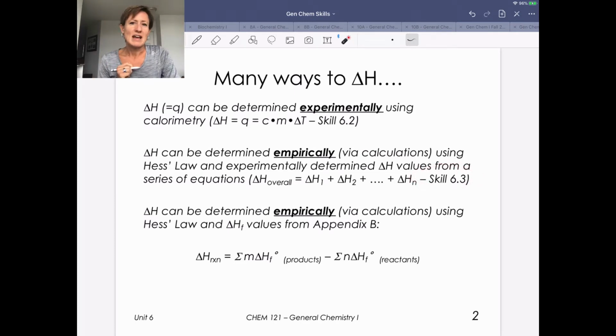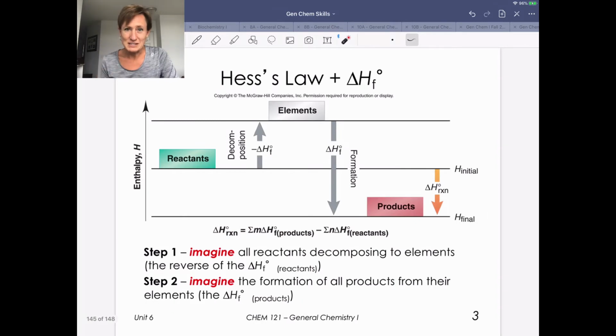So where we're moving on to now in our last skill here is another empirical method for determining delta H. And this is going to be using sort of Hess's law type strategies, but we're going to be using what we call delta H values that are from Appendix B. And we're going to be using an equation here that I know looks a little bit scary. We're going to break it apart on our next slide and talk about what this is. But this is really just a way to measure the costs and the gains or the benefits from doing sort of this theoretical mental exercise, if you will, here. So see if this makes sense here.